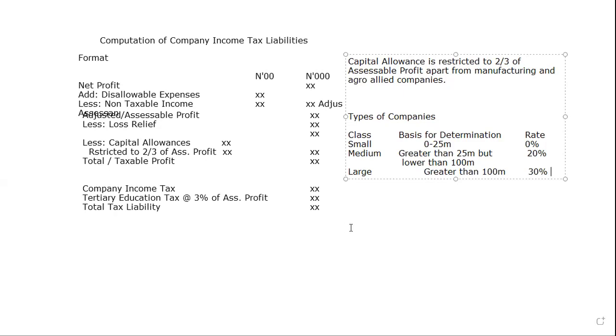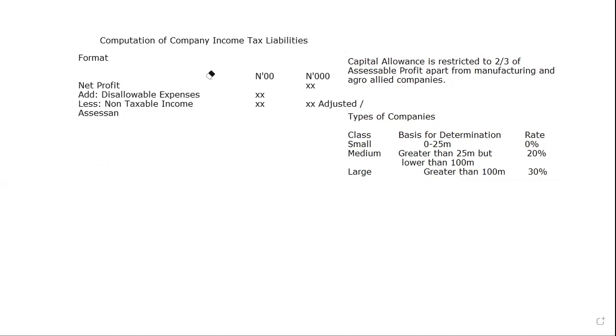So let's move on. What I just explained and illustrated to you is called the normal basis of assessment. Are you with me? Now, let's look at the minimum tax provision.